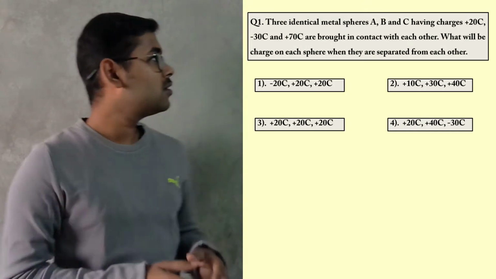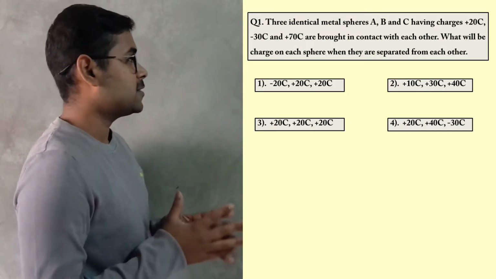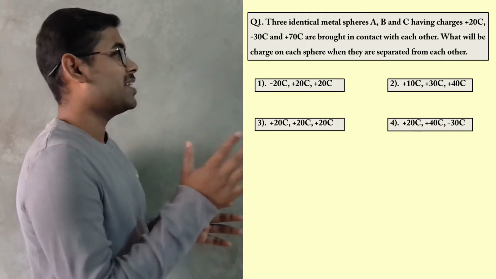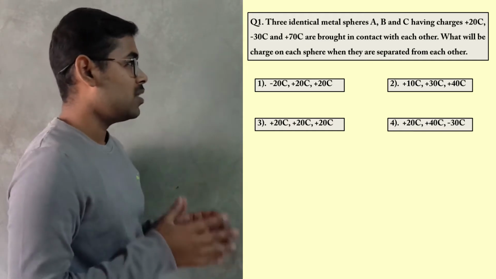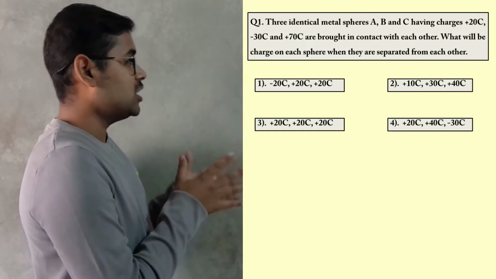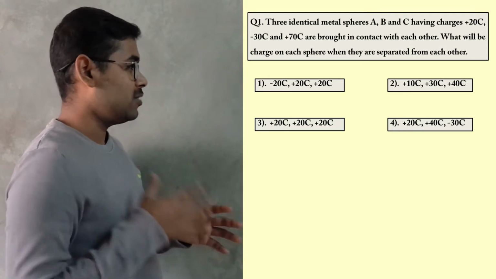Guys, let us begin our discussion with question number 1. Three identical metal spheres A, B and C having charges plus 20 coulomb, minus 30 coulomb and plus 70 coulomb are brought in contact with each other. What will be the charge on each sphere when they are separated from each other?